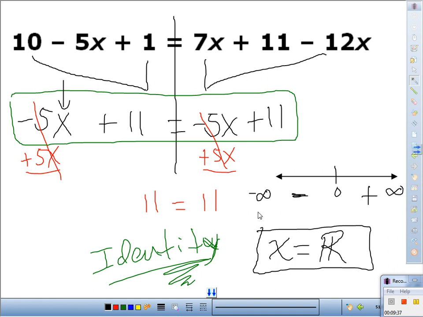Okay, so let's see if we get this. Focus, please. So does everybody understand why the solution to this equation is all real numbers? Because I can substitute all positives, and we're going to get the same thing on both sides. I can substitute negatives, we get the same thing on both sides. And if I substitute 0, we get 11 equals 11. Does that make sense?